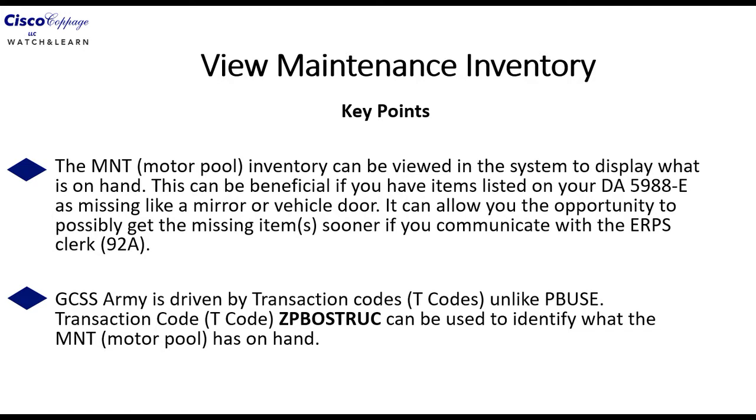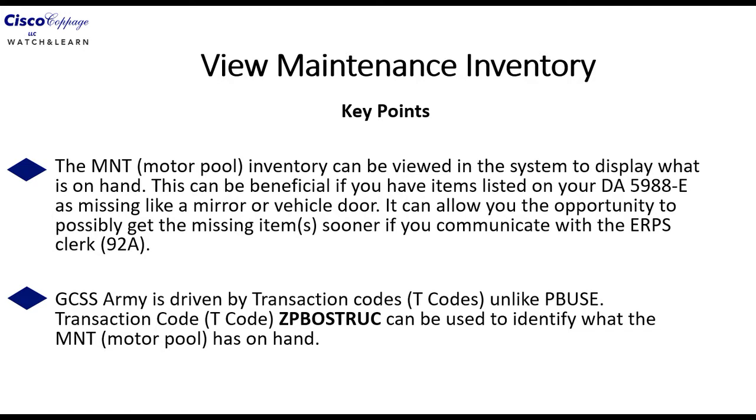This can be beneficial if you have items listed on your DA-5988 ECHO form as missing, like a mirror or a vehicle door. It can allow you the opportunity to possibly get those missing items sooner if you communicate with the IRPS clerk or the 92 Alpha that works in that section.